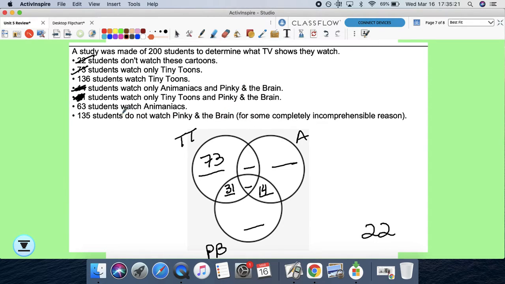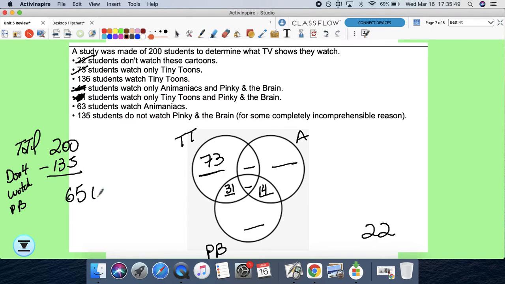So, who are the kids that don't watch Pinky and the Brain? Let me take that back. If 135 don't watch Pinky and the Brain, and here's the total, that means if I subtract, 65 do watch Pinky and the Brain. So that's what I get from this statement: 135 do not watch Pinky and the Brain, which means 65 do.